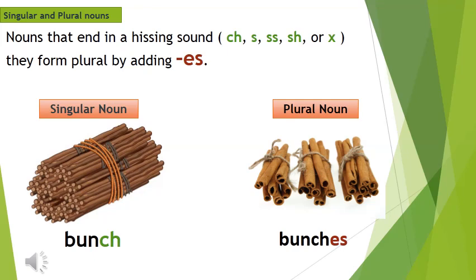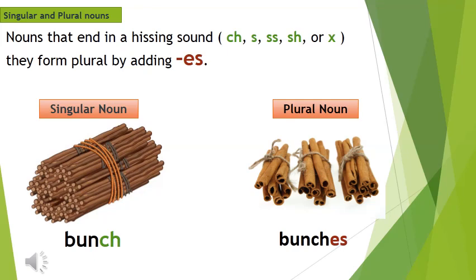There are some nouns in which we add es to make them plural. What are those nouns? How can we recognize them? So the answer is the nouns that end with ch, s, double s, sh or x. We always add es at the end to change them into plural form.